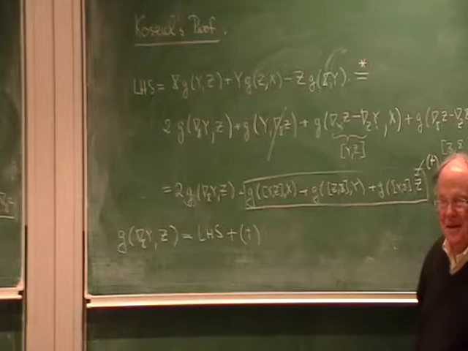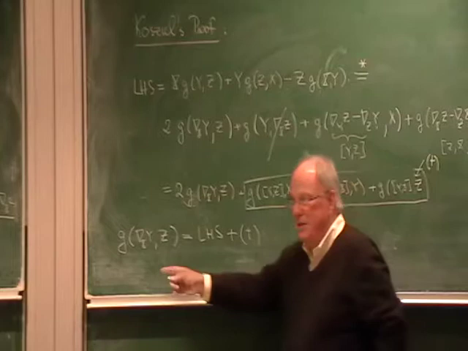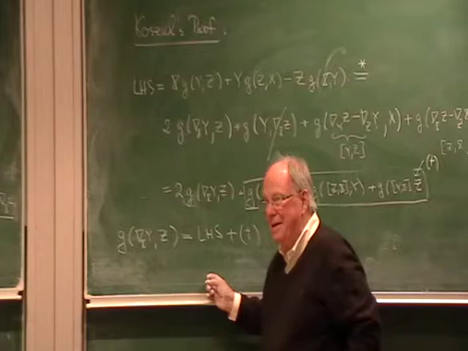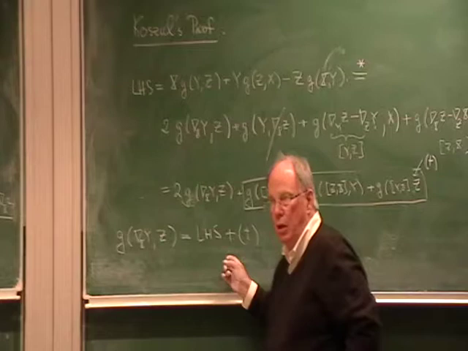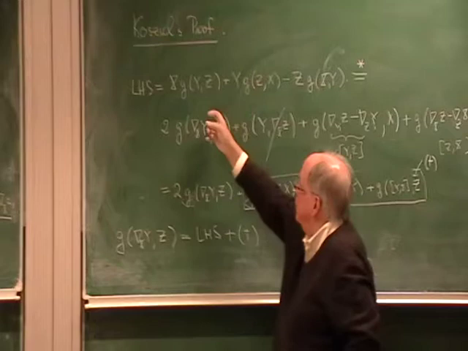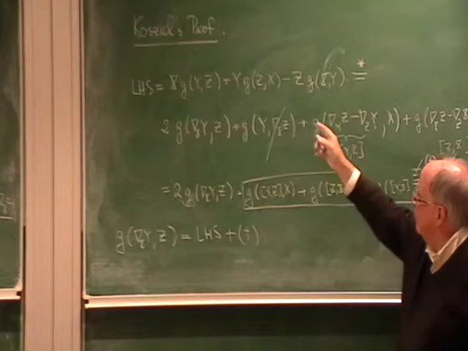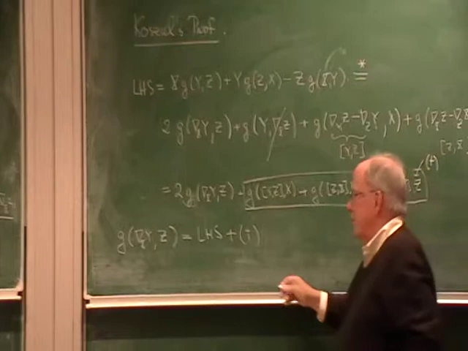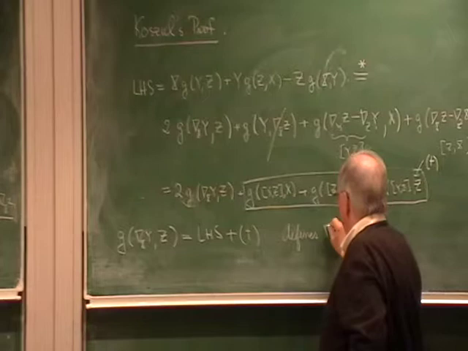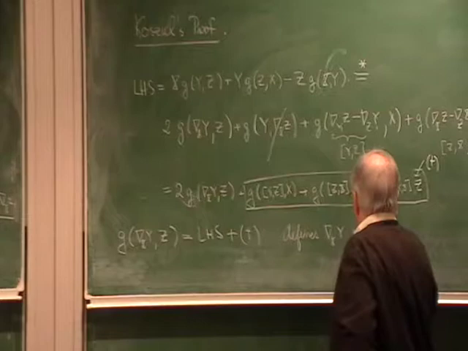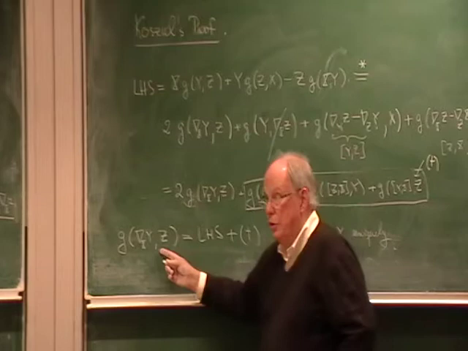Do you understand that the left-hand side is defined by the right-hand side? I do not need to know the connection to do the right-hand side, do I? The connection is nowhere on the right-hand side. The metric is on the right-hand side, the Lie bracket is on the right-hand side, but never the connection. That this equation defines nabla x of y uniquely. Right? Because it's true for all z. Do you get it?